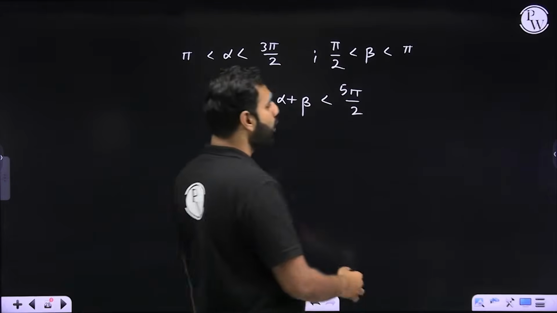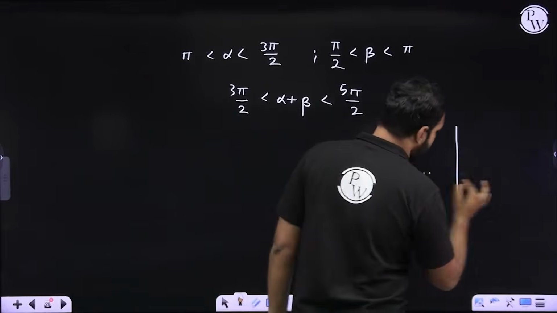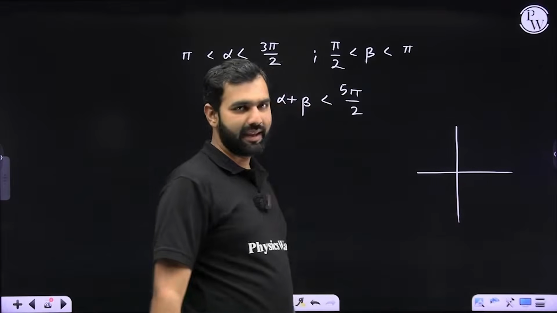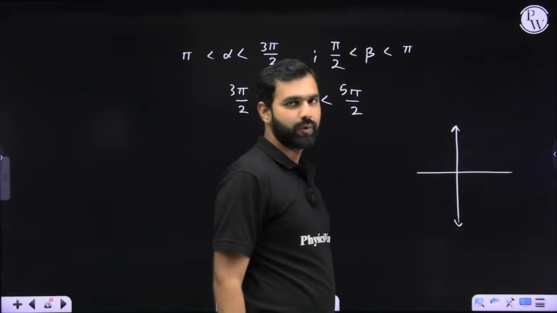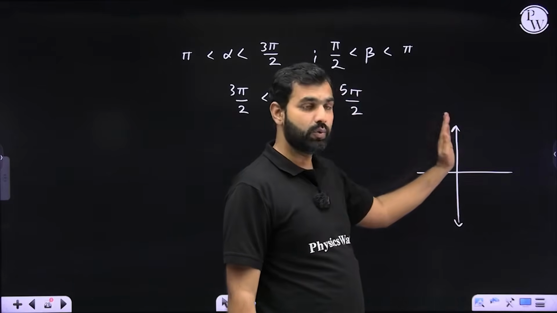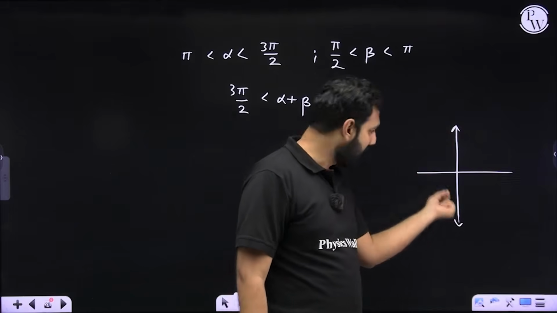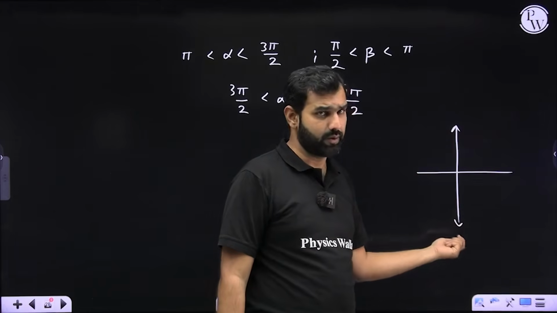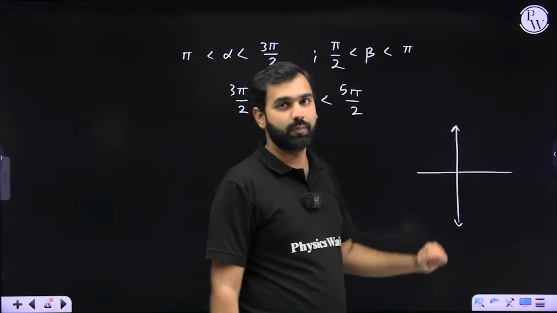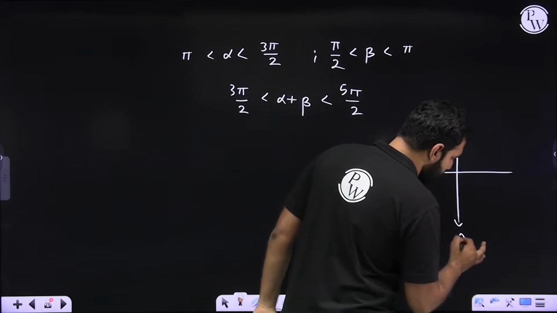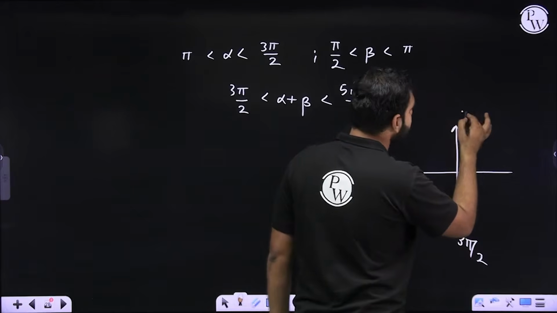Now, I hope you understand what is 3 pi by 2 and what is 5 pi by 2. If I were to simply tell you this here and this here, I hope you know that this is pi by 2, this is 2 pi. Then you have this as 3 pi by 2. Then of course this is pi, then this is 2 pi, then of course it is going to be 5 pi by 2. Do you remember that? So if this is 3 pi by 2, this is 5 pi by 2.